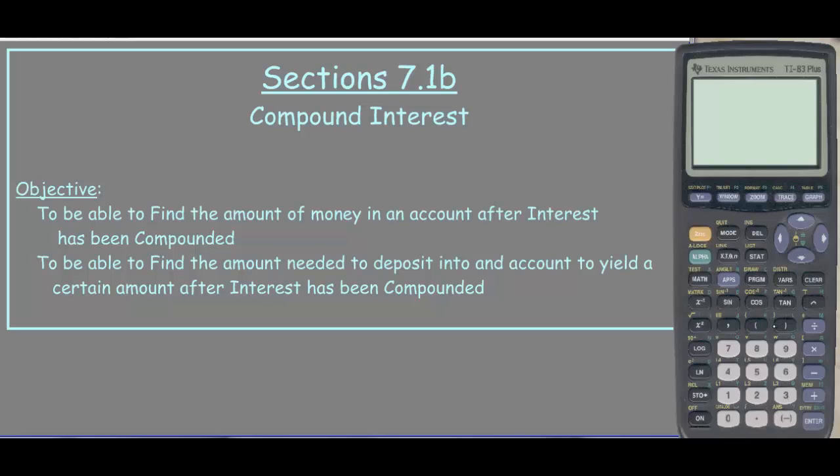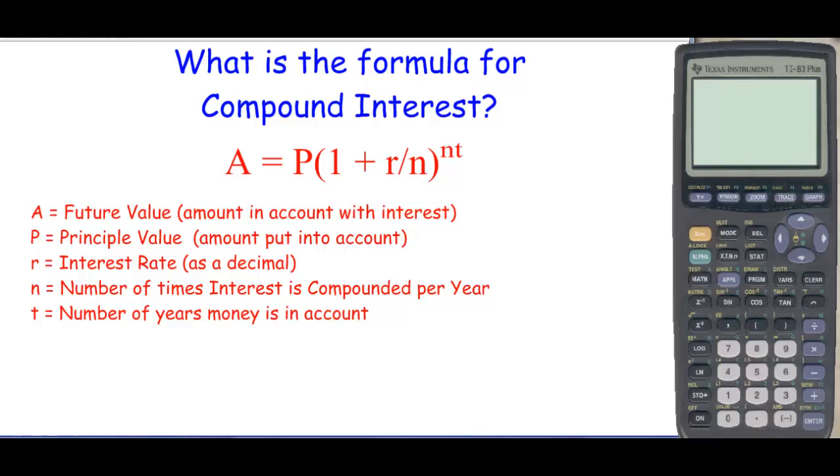Today we're going to look at section 7.1b, compound interest. Our objectives are to be able to find the amount of money in an account after interest has been compounded, and to be able to find the amount needed to deposit into an account to yield a certain amount after interest has been compounded. So what is our formula for compound interest?